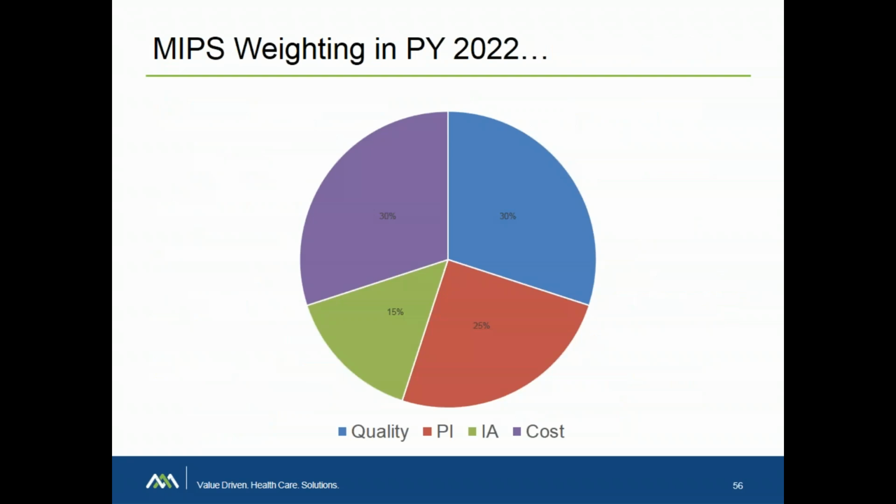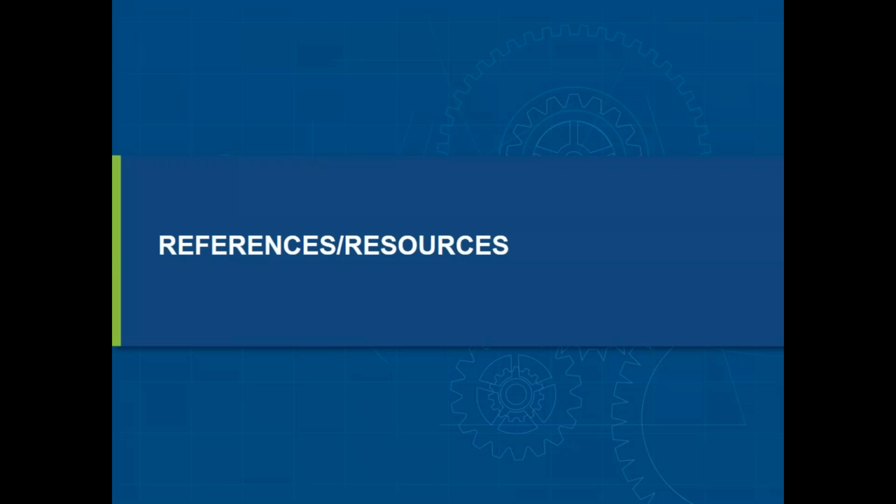As Beth mentioned on the front side, the MIPS weighting is continually changing as we get through the transition years. We still have a couple years left of the transition years. And through those transition years, we will see the quality weight shrink as those points are added to cost. By program year 2022, quality and cost will be equally weighted at 30%, and with PI at 25% and improvement activities at 15%, where they're at right now.